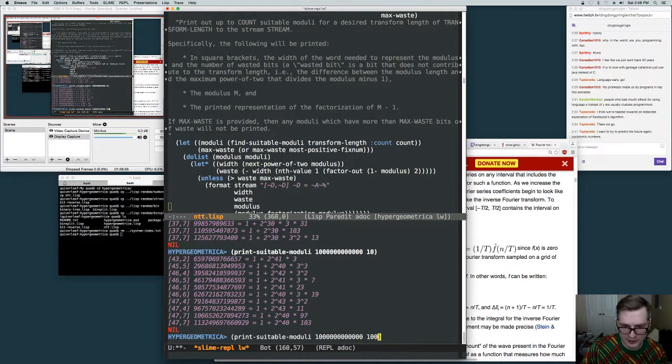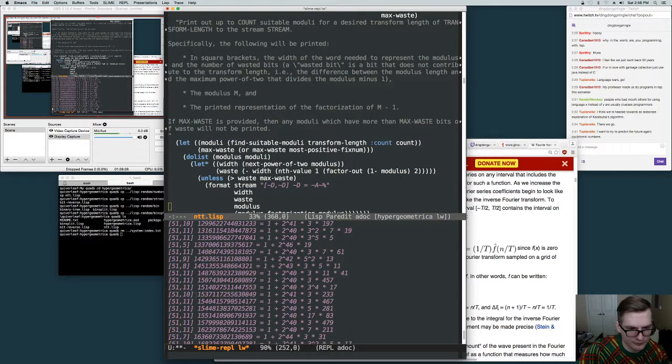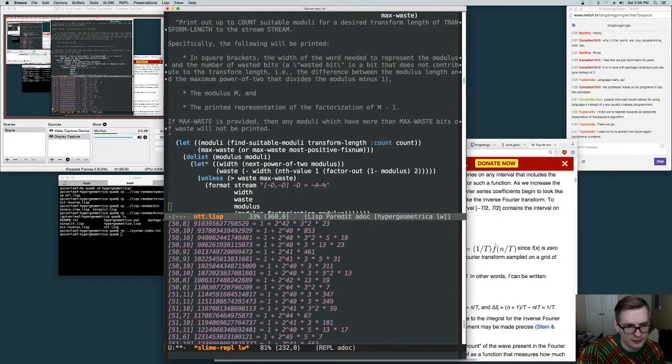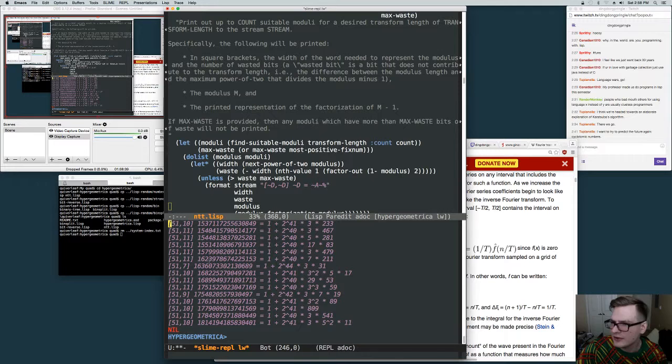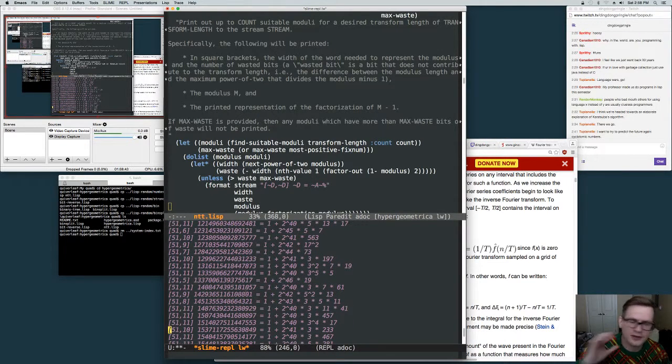Let's look at 100 of these. Yeah, there are plenty to choose from. It's not exciting to see 10 bits being wasted here and there, but sometimes we'll find a really lucky one. This is a fun part of experimental mathematics, in my opinion: you have this scope and you can look at all these things.